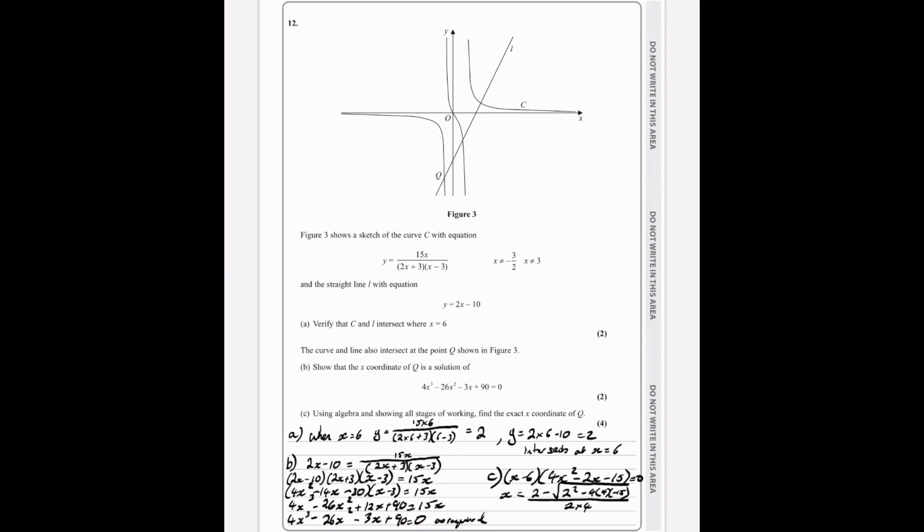Minus b plus or minus the square root of b squared minus 4ac all over 2a. Plug those in, we get x equals 2 minus 2 root 61 over 8, which simplifies to 1 minus root 61 over 4. And that is the exact x coordinate of the point Q.